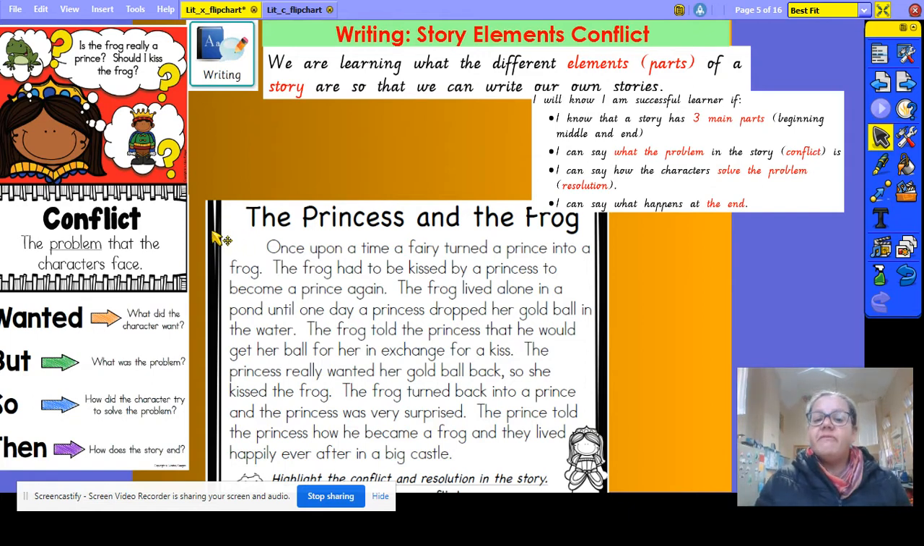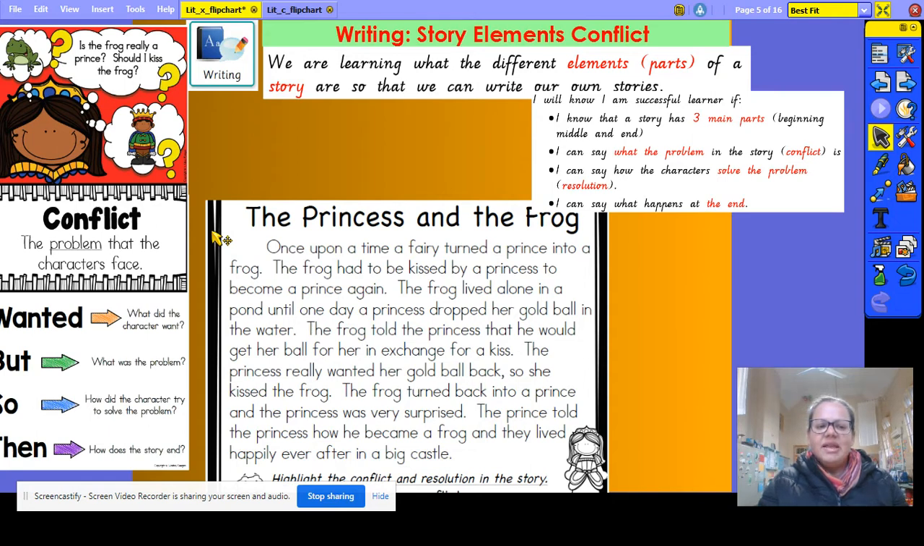Once upon a time, a fairy turned a prince into a frog. The frog had to be kissed by a princess to become a prince again. The frog lived alone in a pond until one day a princess dropped her gold ball in the water. The frog told the princess that he would get her ball for her in exchange for a kiss. The princess really wanted her gold ball back, so she kissed the frog. The frog turned back into a prince, and the princess was very surprised. The prince told the princess how he became a frog, and they lived happily ever after in a big castle.